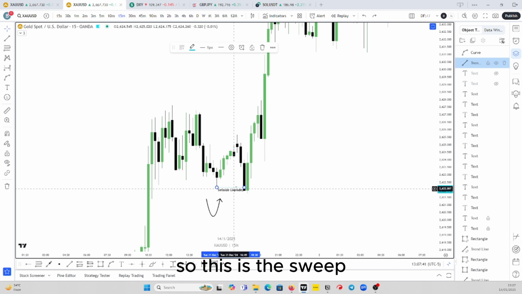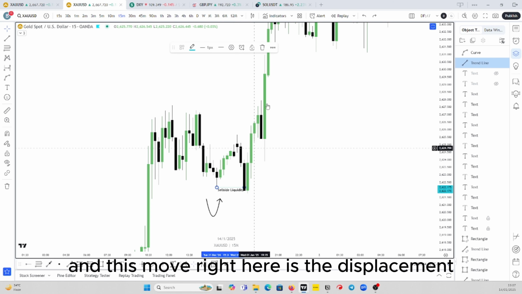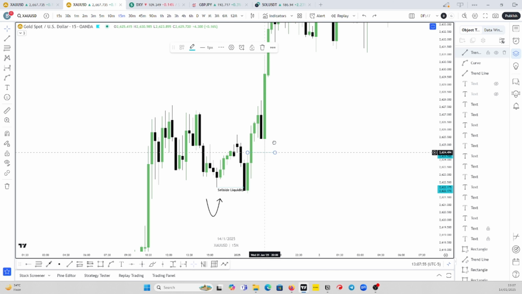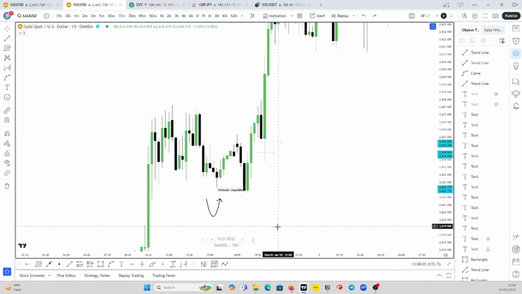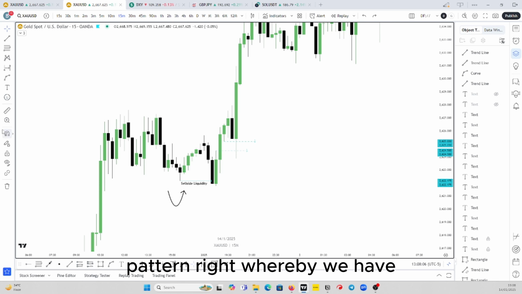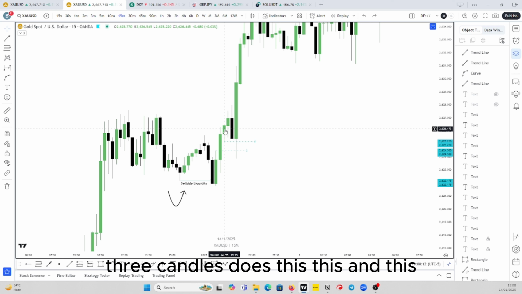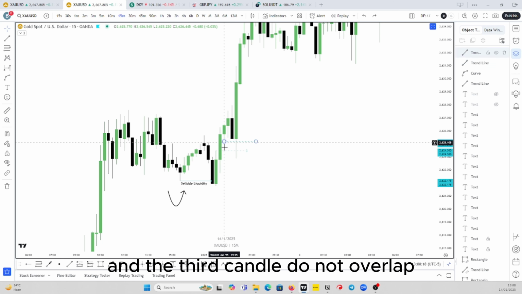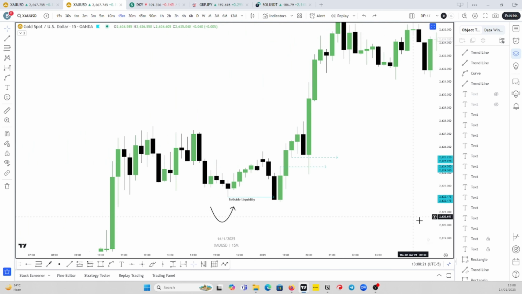Okay, so this is the sweep, and this move right here is the displacement. How do I know? Because we have a fair value gap that has presented itself right here. So the concept of a fair value gap is a 3-candle pattern, right? Whereby we have 3 candles, that's this, and this, whereby the first candle and the third candle do not overlap. Okay, let's zoom in more.